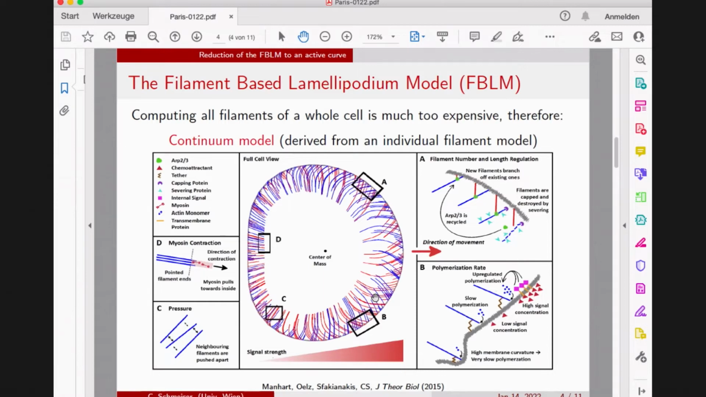I don't want to go into the details of all what is around here. It more or less repeats things which I have said before. It's just details on all these processes which we want to model.